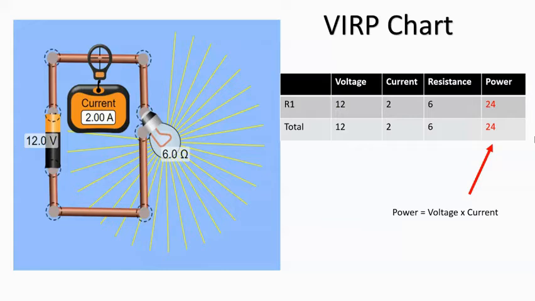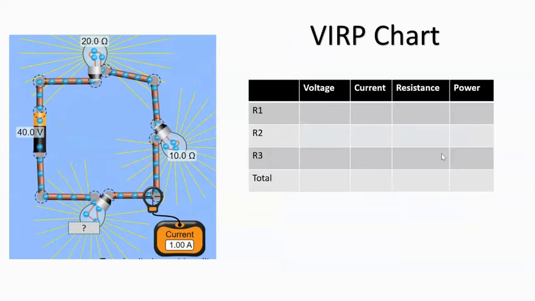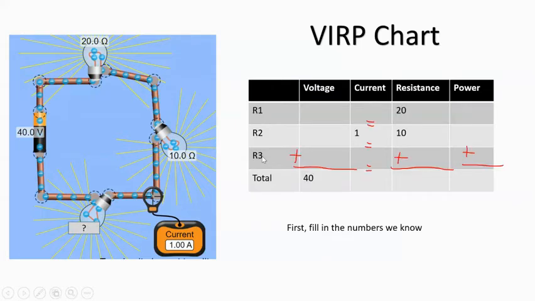Right? So that tells us that there's 24 watts of power in the circuit. Let's look at a more complicated example. In this circuit, there are 3 light bulbs. We'll call them R1, R2, and R3.